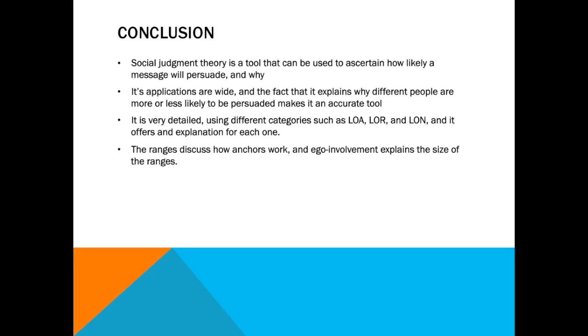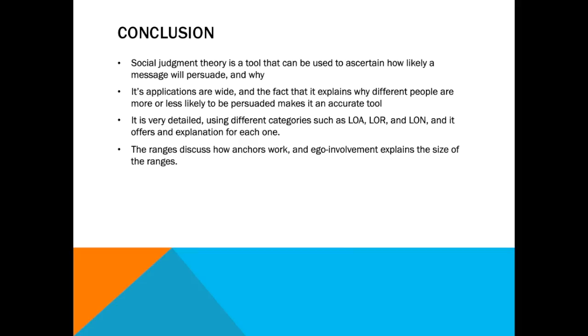In conclusion, social judgment theory is a tool that can be used to ascertain how likely a message will persuade and why. Its applications are wide, and the fact that it explains why different people are more or less likely to be persuaded makes it an accurate tool, which is why it's my favorite theory, personally.